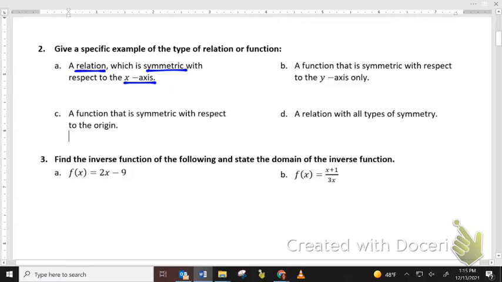If it's symmetric, that means it's kind of like a mirror image, right? Okay, so we'll start there. This is going to be a mirror image over what? Over x.